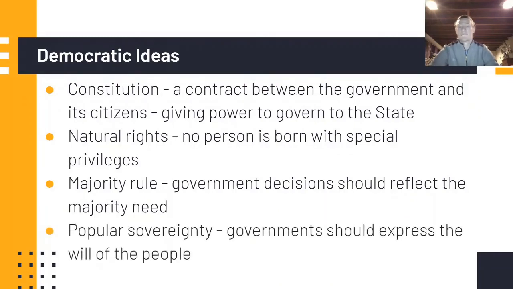And then the idea of popular sovereignty is that government should express the will of the people. They rule because of the people, and it should express the will of the people. So the power is given to the government by the people and should embody what the people need.